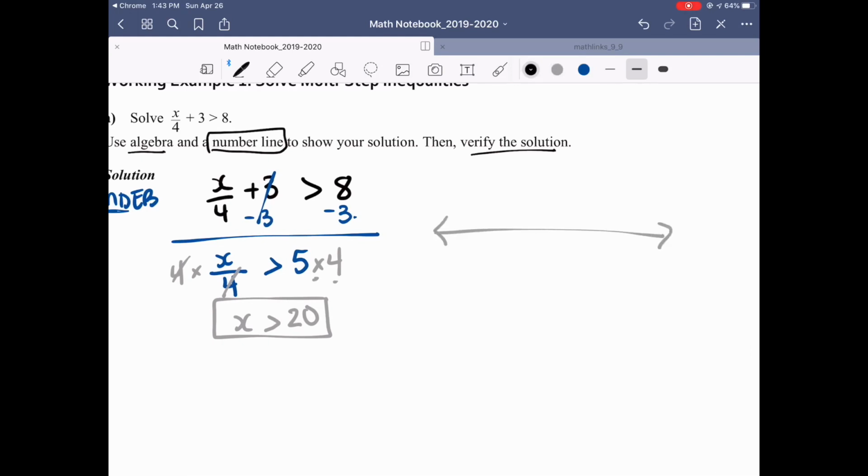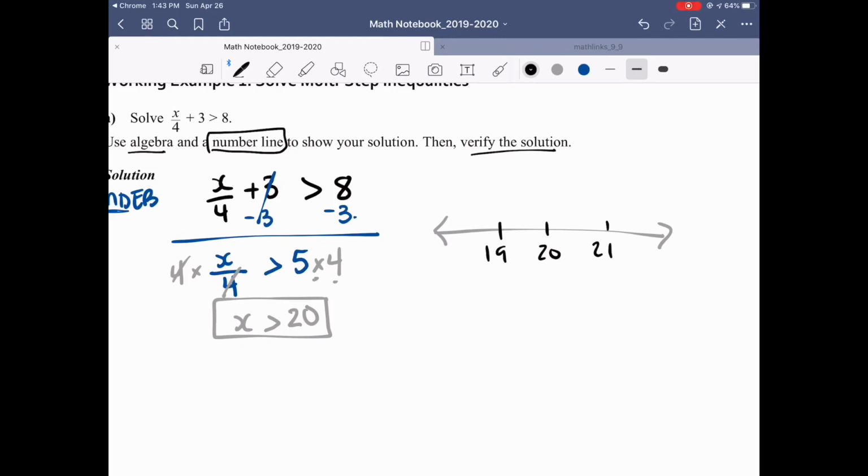When you're putting it on a number line, you guys, you don't need to start at 0. You don't need to do all that. You literally just need to put your solution. You can put the number before and the number after if you want. But what I'm looking for is that you have the boundary point.